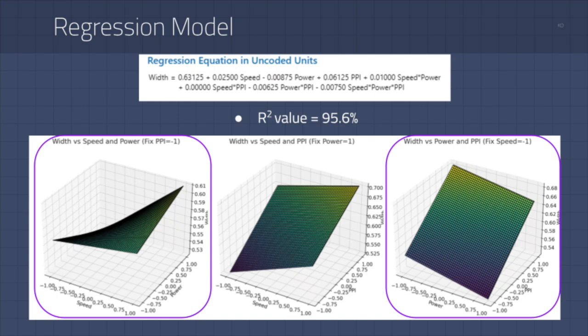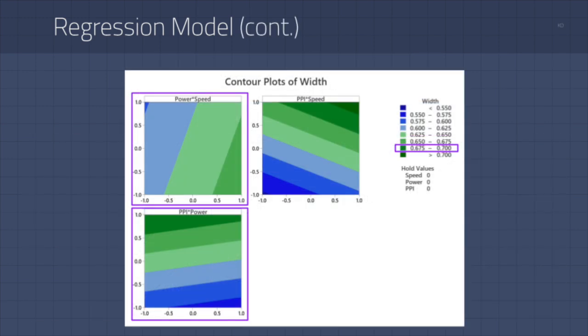The surface plots for the combination of factors were also produced. However, based on the regression model, we only need to focus on the surface plots of width versus speed and power, and width versus power and PPI, as these factors play a more influential role in the output width. Contour plots for different combinations of the 3 factors are also produced to better visualize the different factor combinations and how they affect the output curve.